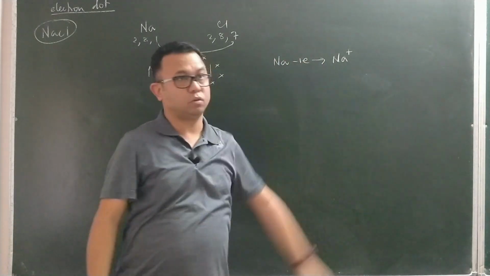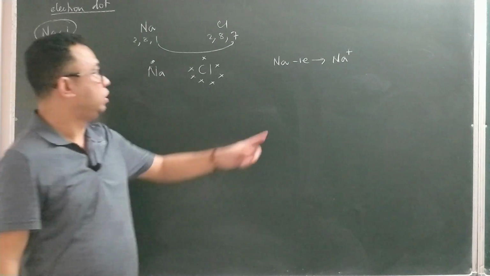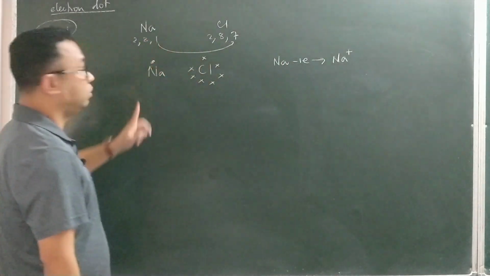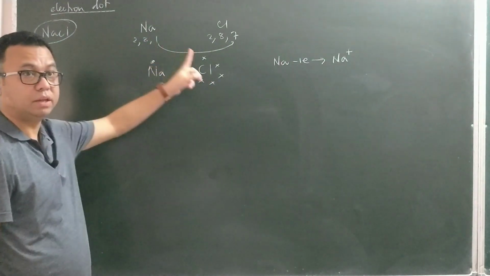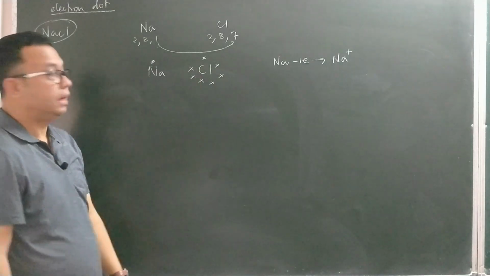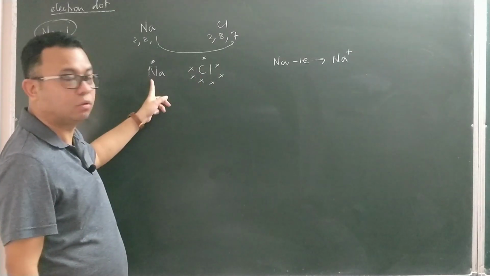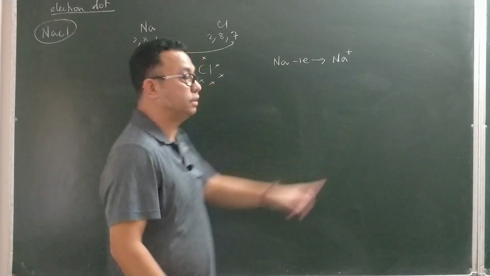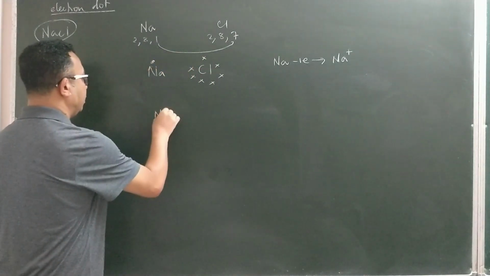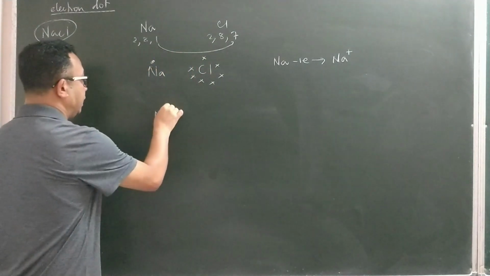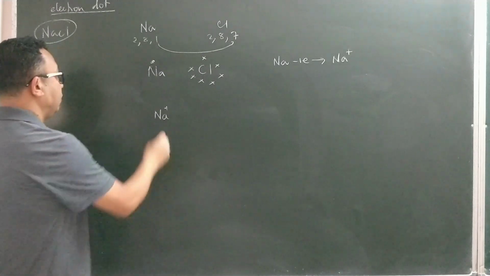Now, as it loses one electron, it forms a sodium ion. This sodium has already lost one electron, so it forms Na plus. Let me write it down here: this is Na plus.